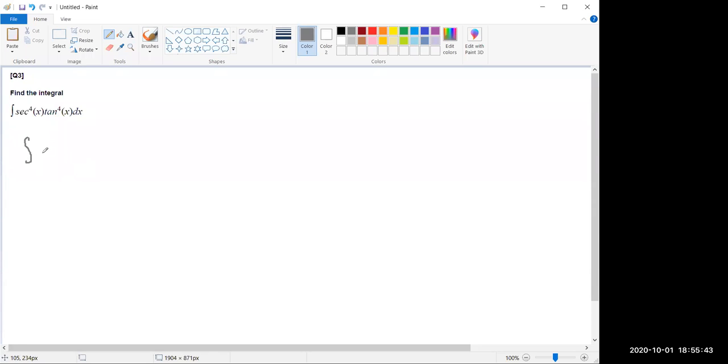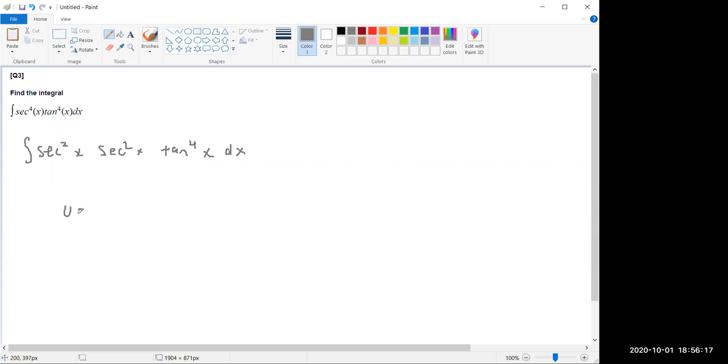So this is integral of secant squared of x times secant squared of x. And then we have a tangent to the fourth of x dx. Okay, I've done what you said. Do you have another suggestion? Make u equals tangent of x. Okay, let's see what happens if we do that.